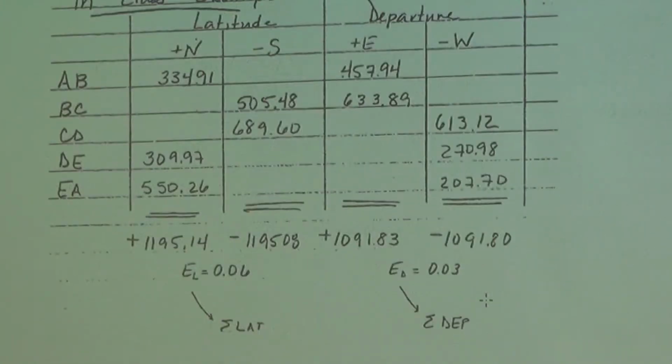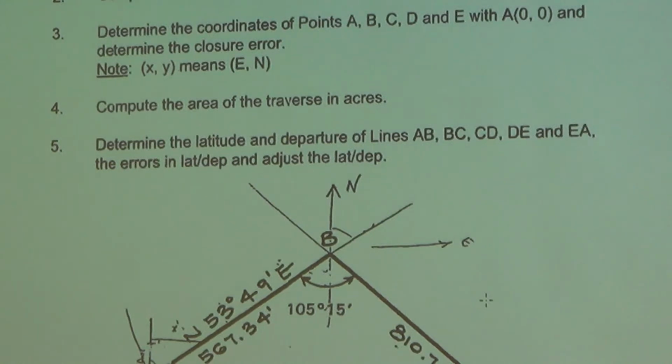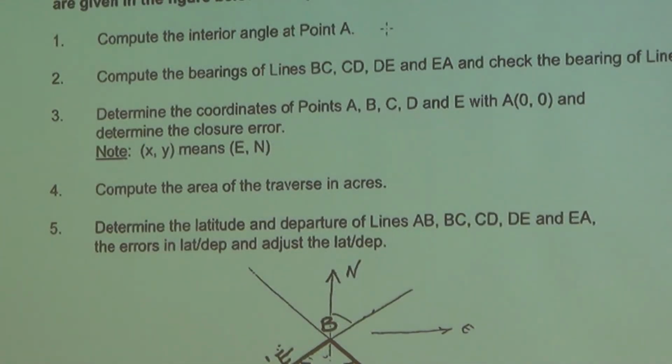Okay, let's go back to the question. So, complete the interior angle, no problem. Bearings, no problem. We did all the coordinates with that closure error, and we determined the latitude and departures and the errors and adjusted the latitude and departure. The last thing we're doing is the coolest.